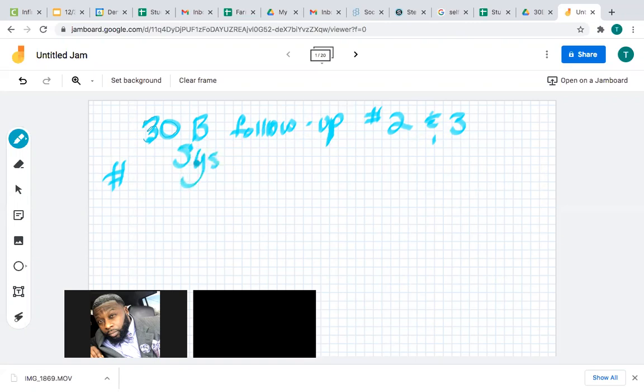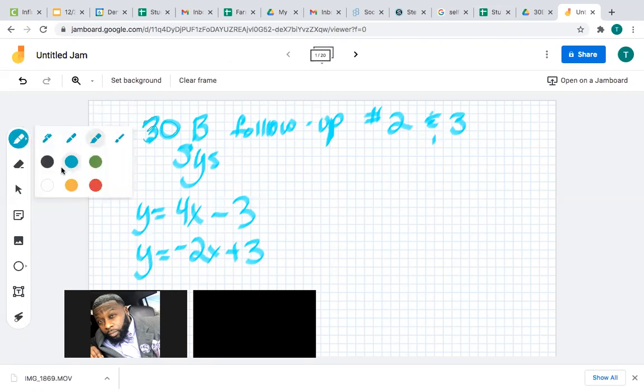Y equals 4x minus 3. All right. And y equals negative 2x plus 3. Like that? Yep. All right. So right off, there's several ways we can work this.